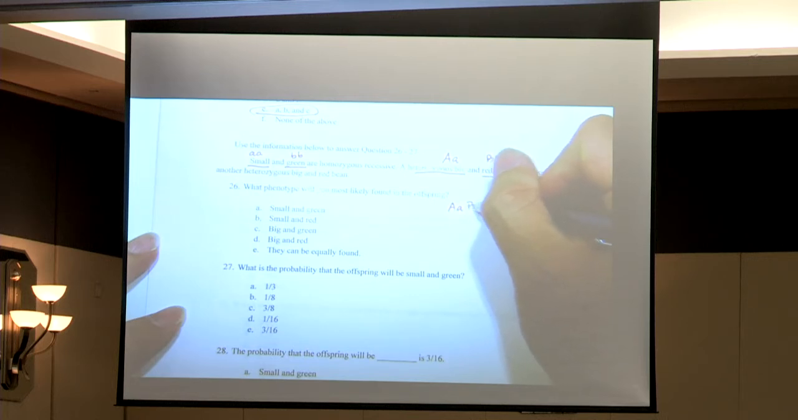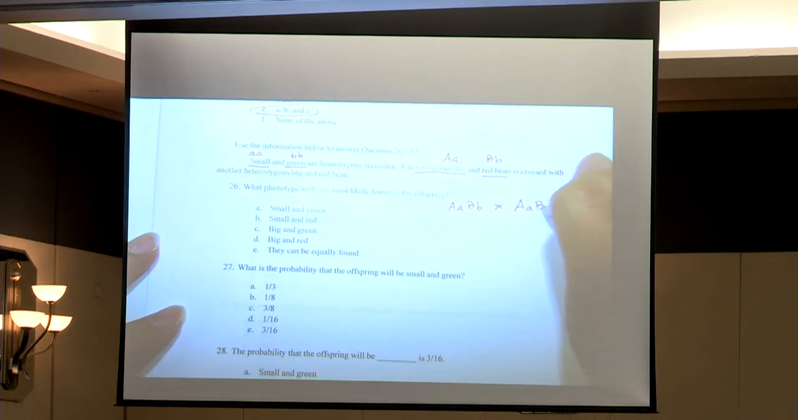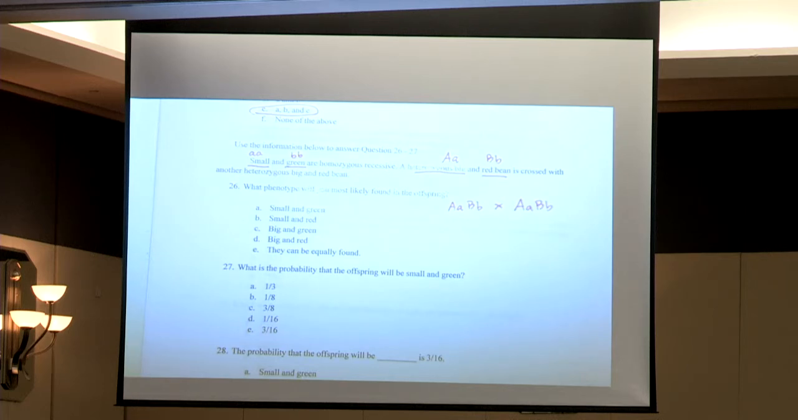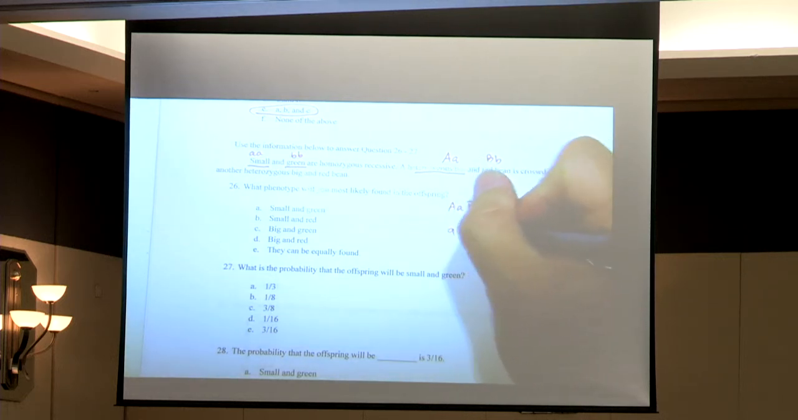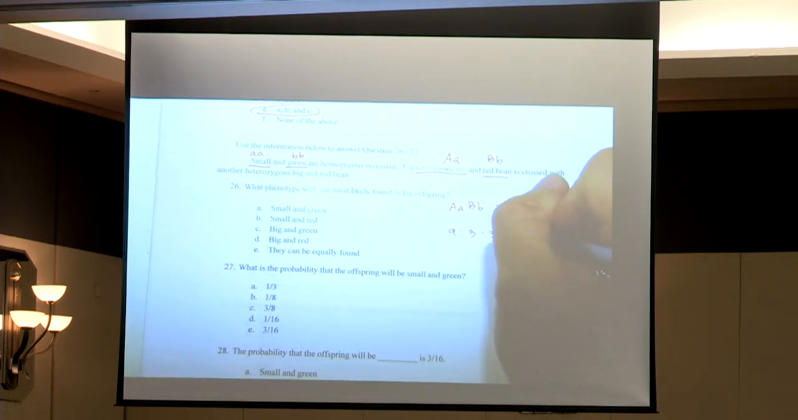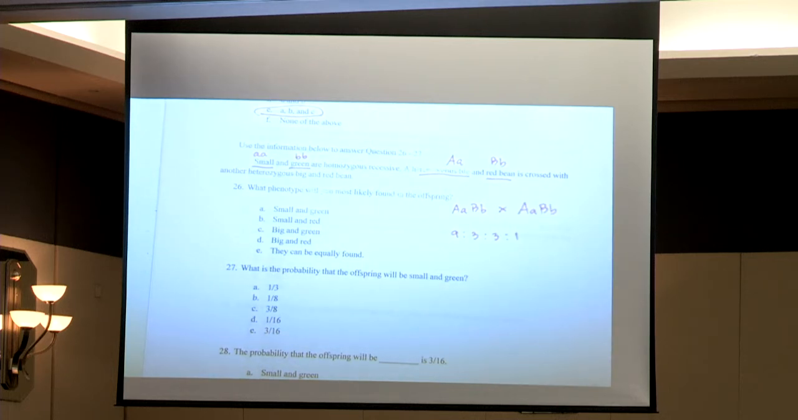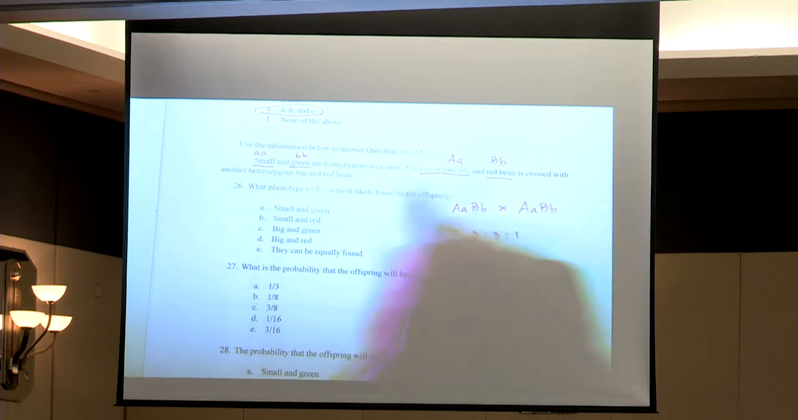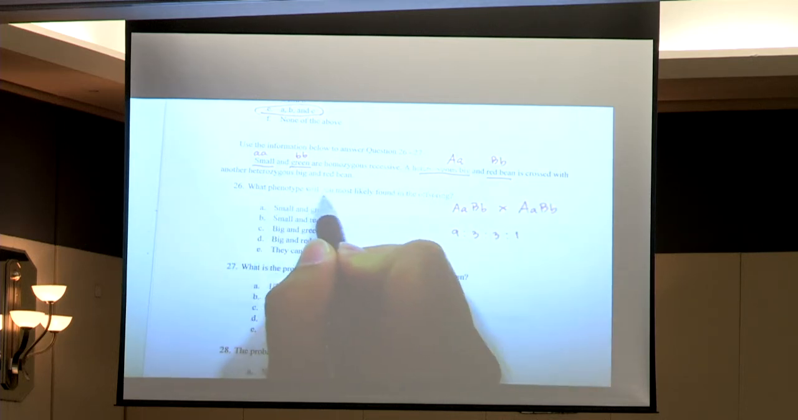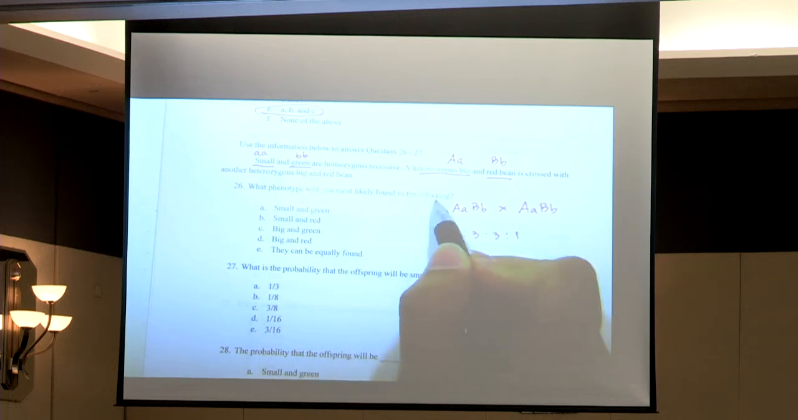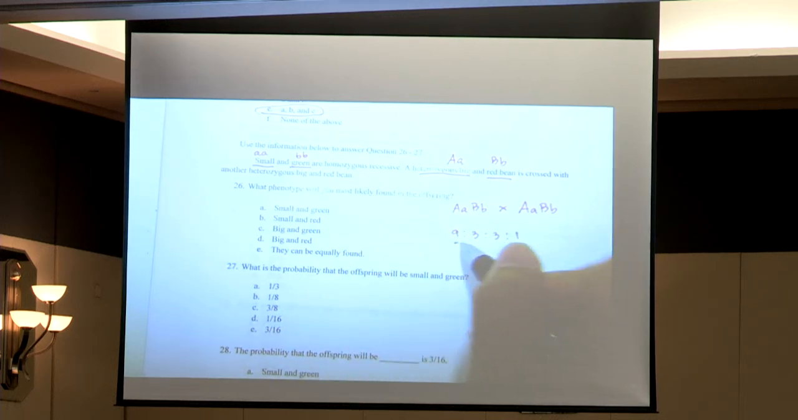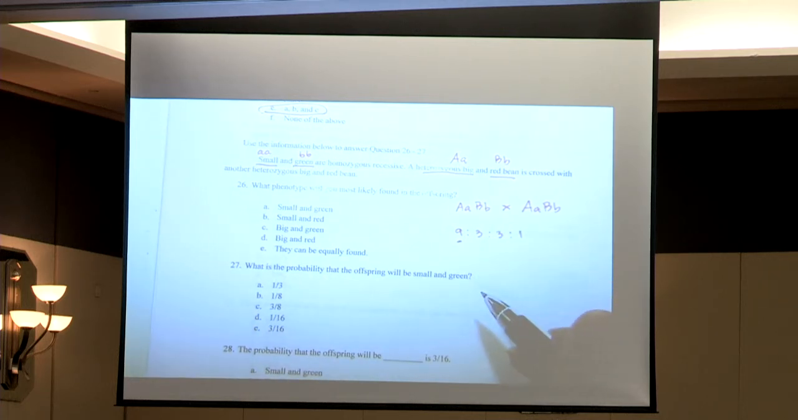So if we have this cross with this, do we know right away what ratio we get? The ratio would be 9 to 3 to 3 to 1, right? So the question is, what phenotype would you most likely find in the offspring? Which one would be the 9? The one that contains the dominant, right? So the answer to this would be big and red.